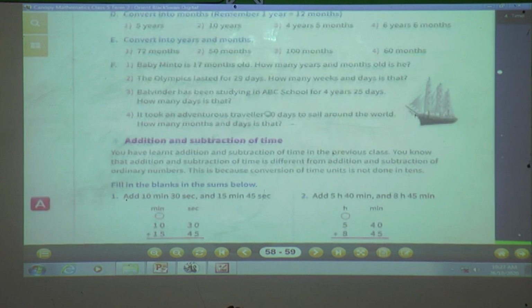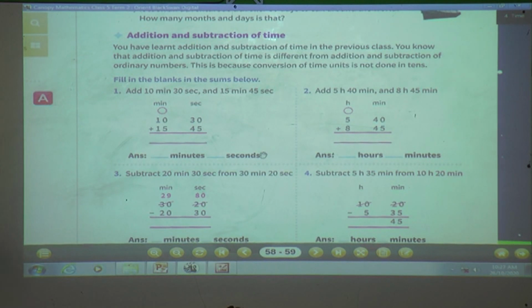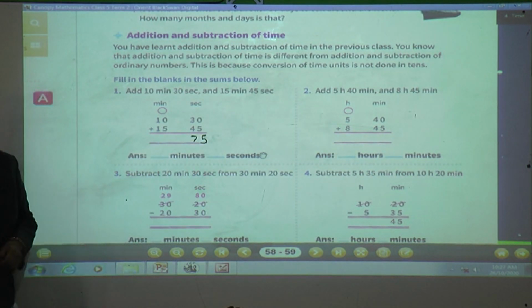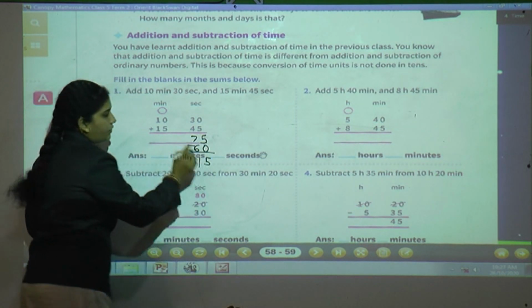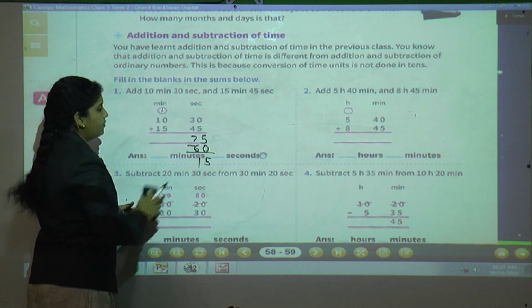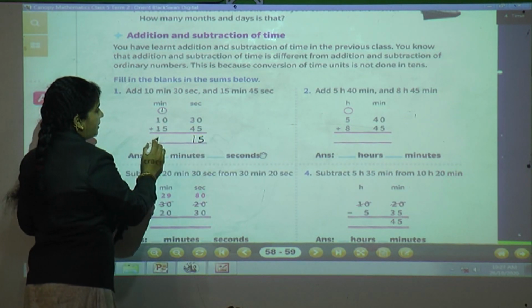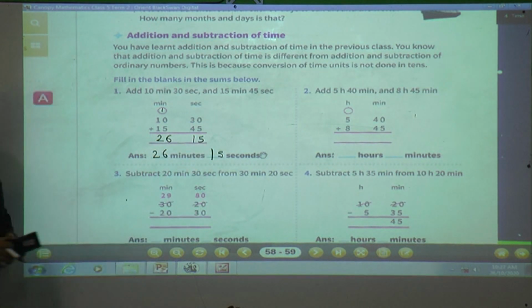Now addition and subtraction of time. Here this addition and subtraction is also different from normal ordinary addition and subtraction. See students, here 30 plus 40, 75. But we know that 60 seconds is equal to 1 minute. So just subtract 60 from this, you will get 15. And this 60 you can carry here as 1 minute. So here 15, and this addition, that means 26 minutes 15 seconds. Okay.